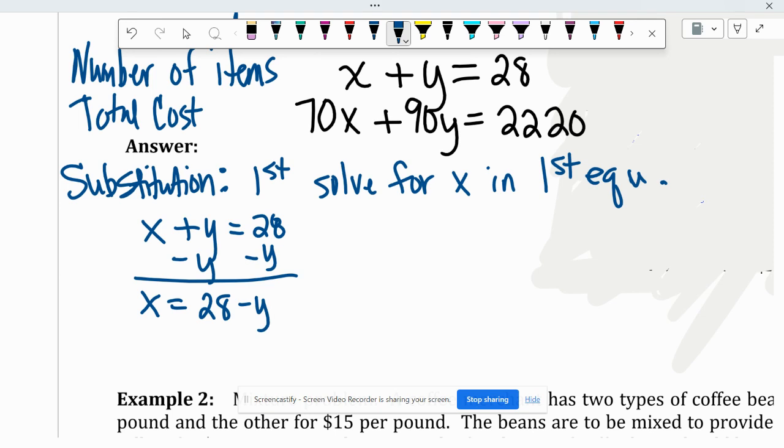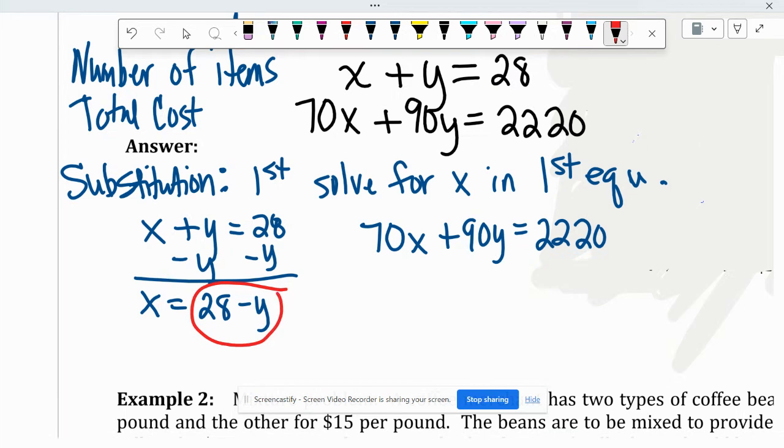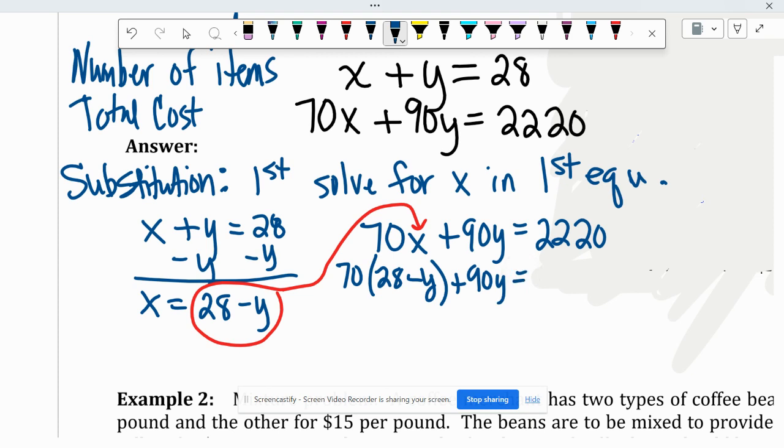Okay, so I've solved for X. Now I'm going to use my second equation, 70X plus 90Y equals $2,220. But I'm actually going to take this expression, 28 minus Y, and plug it in for X. I hope some of you guys have calculators. So that means 70 times 28 minus Y plus 90Y equals $2,220. What is 70 times 28? 1,960, and 70 times negative Y is negative 70Y.